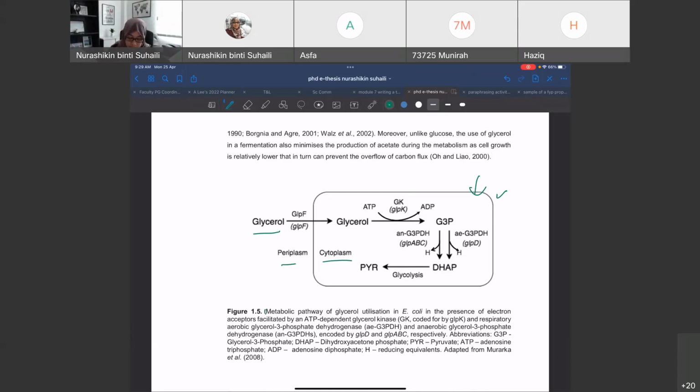Like this one is metabolic. Okay, these are the details. But what I would like to emphasize here is this statement, adapted from whatever source, the reference. The word adapted here means that you are not copying and pasting. You are reproducing it, okay? Adapted from. Right? So it means that based on this reference, you reproduce this figure. So that is the actual way of putting in figures.